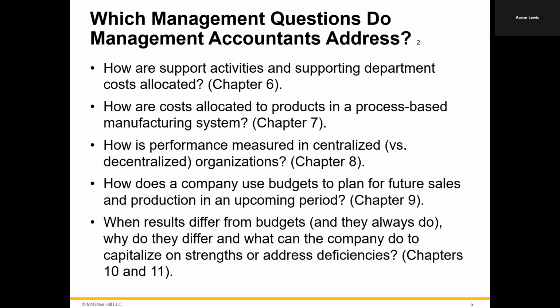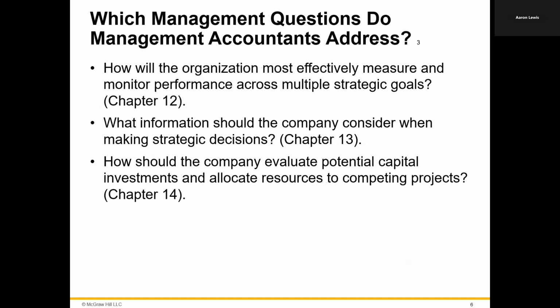There's a bunch of statistical techniques that you are going to learn throughout the semester that are going to help you make accurate predictions. What information you're going to need to make those predictions, where do you get it from? And then, as always, when the actual numbers come in, they're probably not going to be the same as what you predicted. So, how do you analyze your actual results versus your budgeted expectations to figure out where the company was strong or where the company was weak during the period?